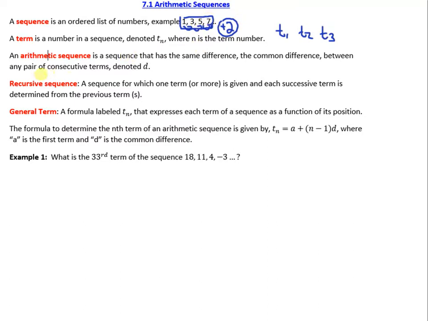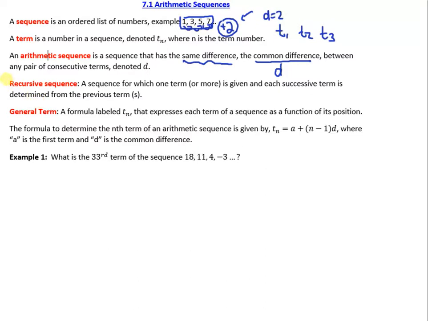An arithmetic sequence, some people call it an arithmetic sequence, is a sequence that has the same difference. That's exactly what I was talking about here. This difference is called the common difference. We usually denote it by D, and it's between any pair of consecutive terms. That's what the common difference is. So in that first example, this positive 2, D would equal 2, because we're adding 2 each time.